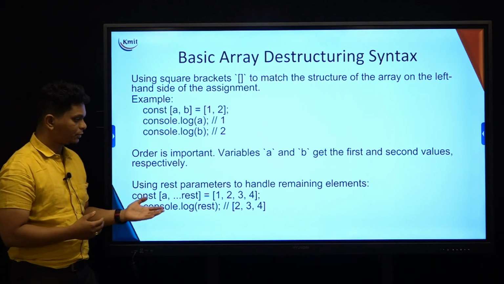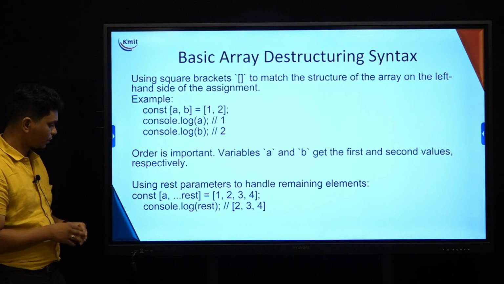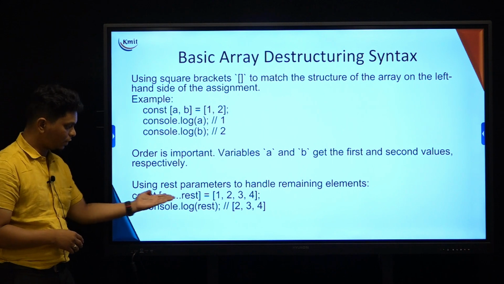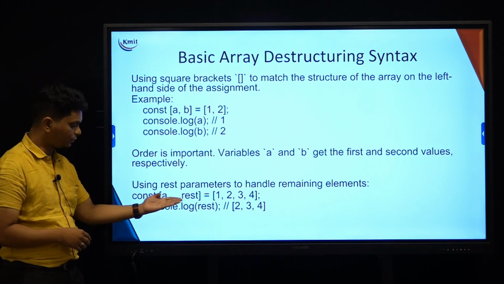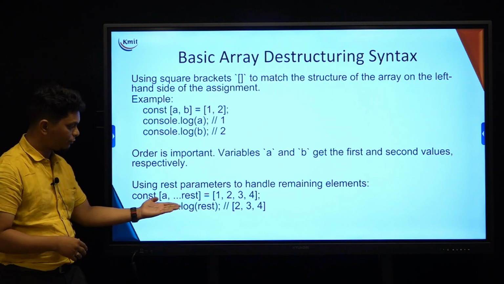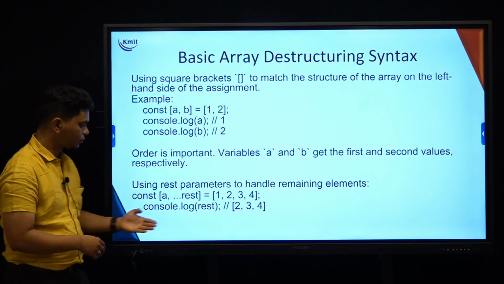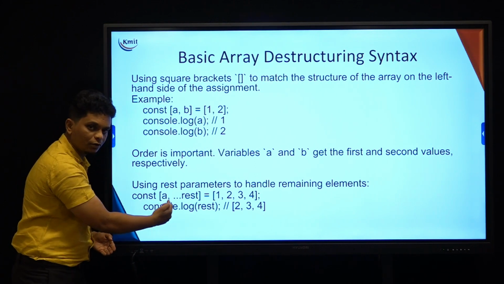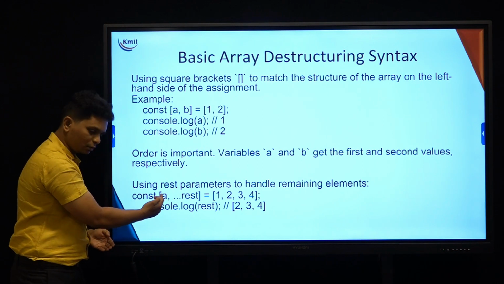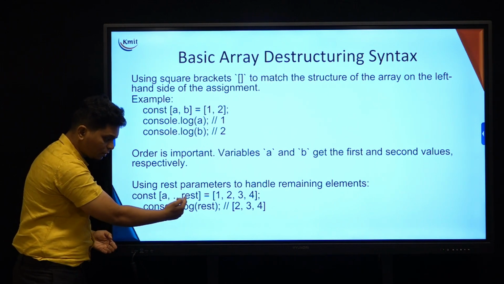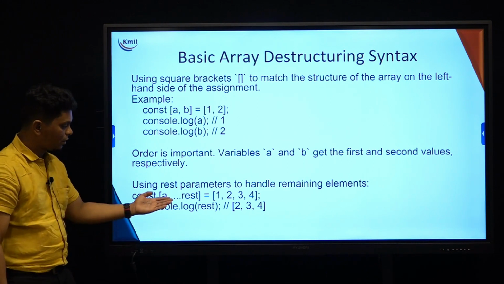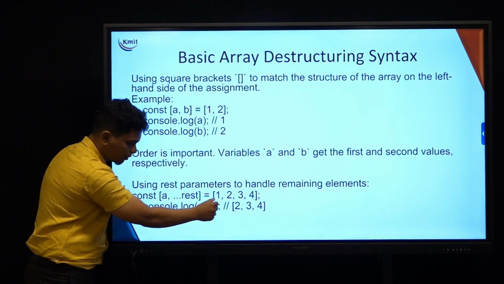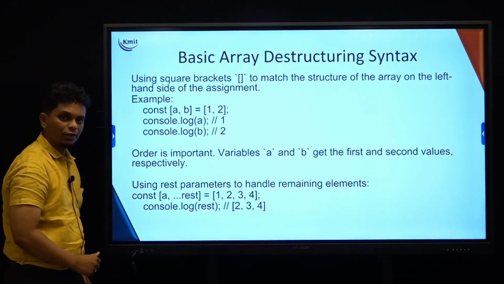So, using rest parameters to handle remaining elements. For example, we have a number of array variables here, okay, and we have their respective values. So, rather than going after all the variables like a comma b comma c comma d, we can use the first variable followed by rest. Okay. So, it prints the first value followed by the remaining values.